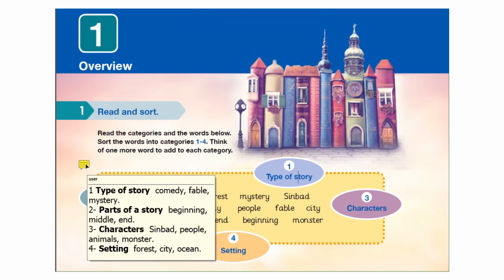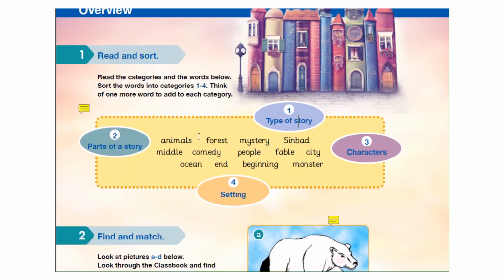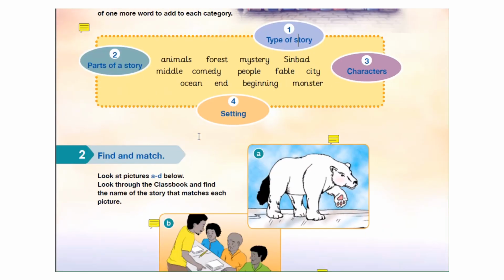Now we come to the answers. Type of story is comedy, fable, mystery. Parts of a story: beginning, middle, and the end. Characters such as Sinbad, people, animals, monster. Setting, the setting means the place and the time of the story. Forest, city, ocean. Now we move to activity number 2.